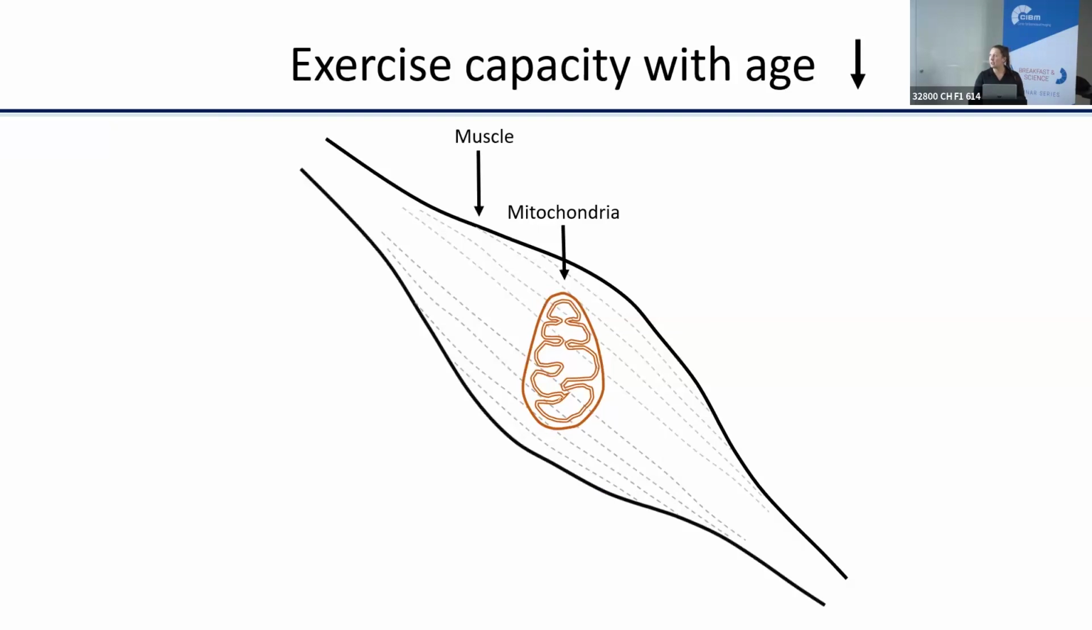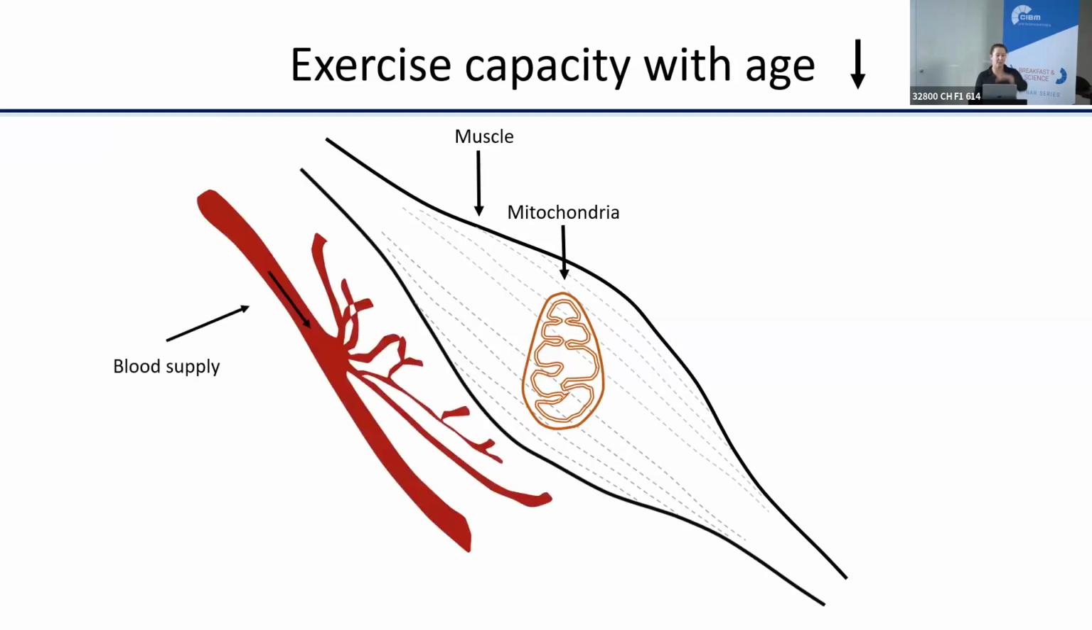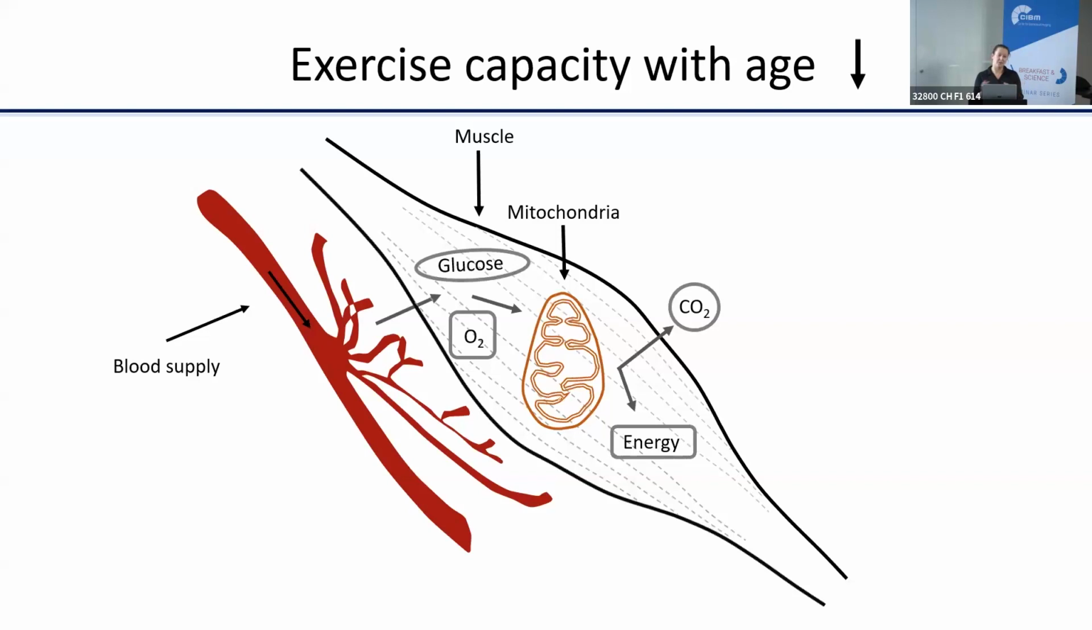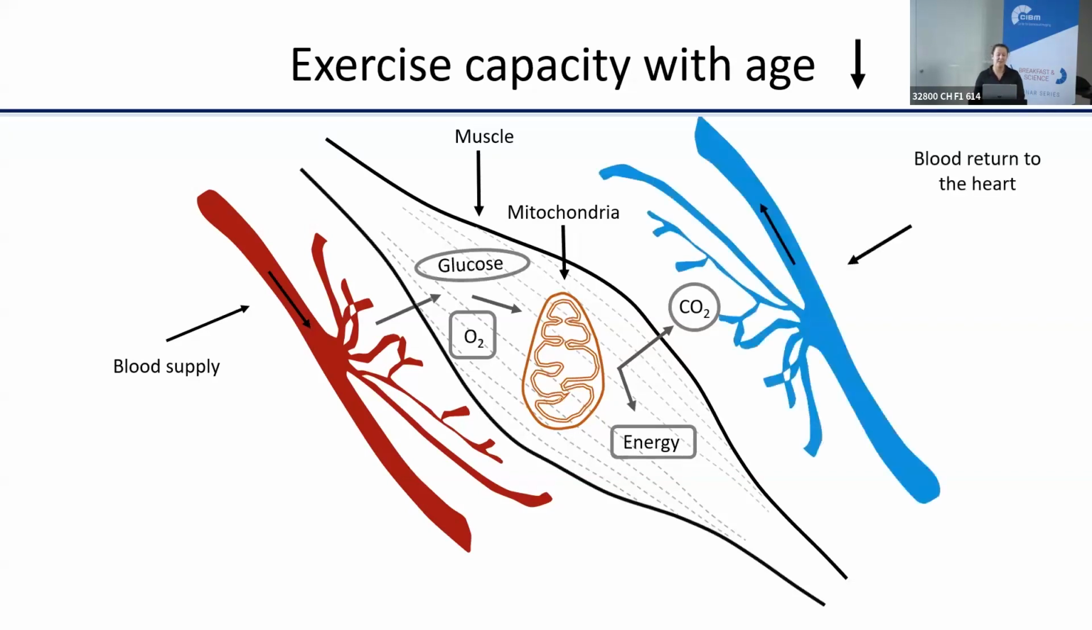So here on the screen, I'm showing a schematic picture of a skeletal muscle, which is black on the outside, and then you see some fibers within, and within the muscles you have the mitochondria. And on the outside, you have the blood supply, and the blood supply brings the nutrients and O2 towards the muscle. It diffuses within the muscle towards the mitochondria, which use these nutrients and O2 to generate energy and CO2, and then the blood supply on the other side will bring the CO2 back towards the lungs and breathe it out. And that's how we can exercise and use all the nutrients and oxygen to produce the energy.